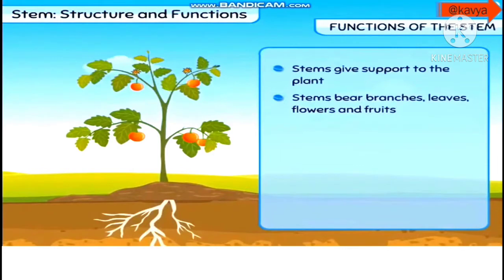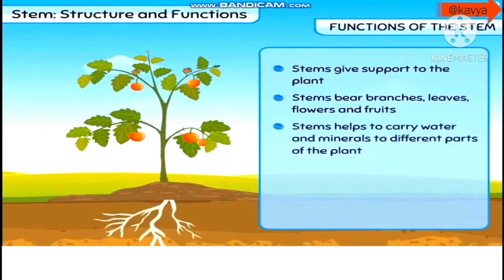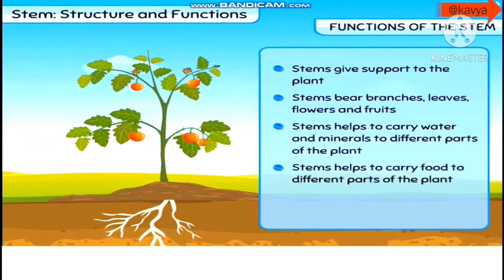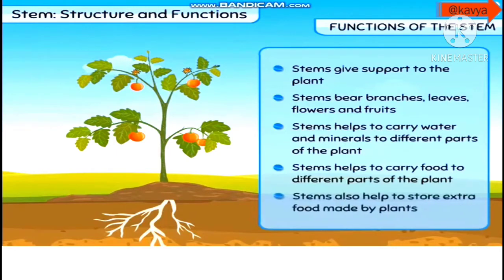The functions of the stem: the stem gives support to the plant. The stem bears branches, leaves, flowers and fruits. The stem helps to carry water and minerals to different parts of the plant. Students, the stem also helps to carry food to different parts of the plant. And another function is that the stem also helps to store extra food which is made by the plant.